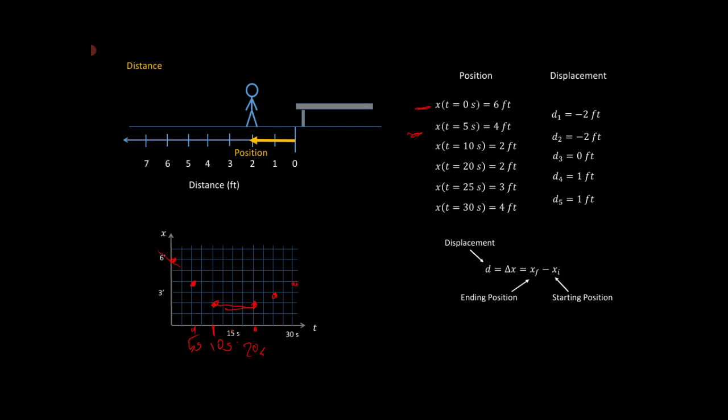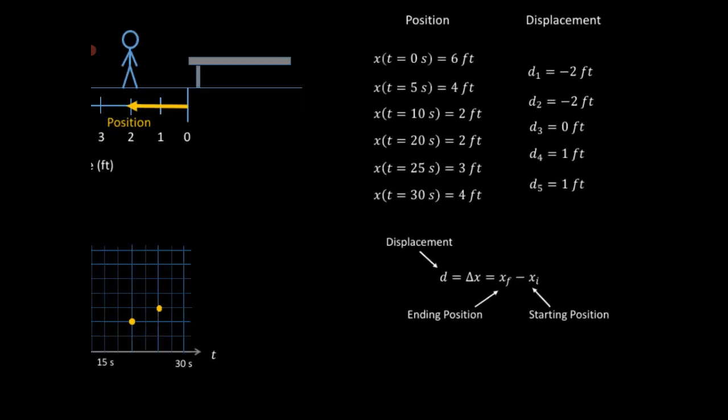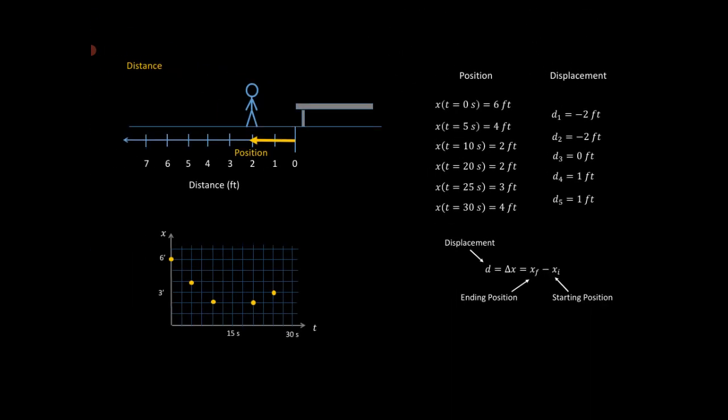So this is our plot, right? Something like that. So I'll plot it again. 5 seconds is 4, 10 seconds is 2, 20 seconds is still 2, 25 seconds is 3, and yep, ooh, it's a new one. 30 seconds is 4, and that gives us this line.